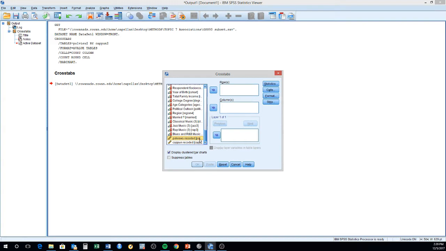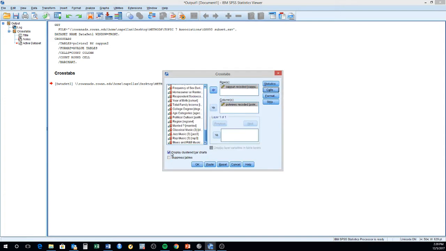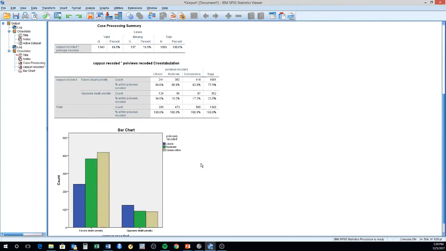Because political view or ideology is the independent variable, convention dictates that we place it in the columns. View of capital punishment, as the dependent variable, goes in the rows. And you always want to ask for these column percentages right here. Click continue. You can ask for a clustered bar graph if you like as a visual aid, and you click OK.